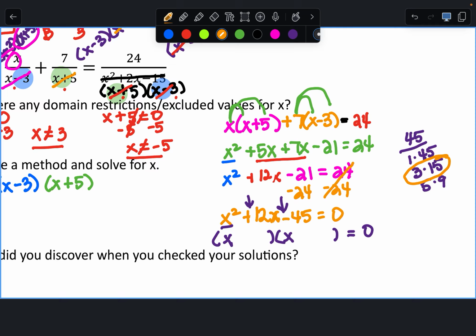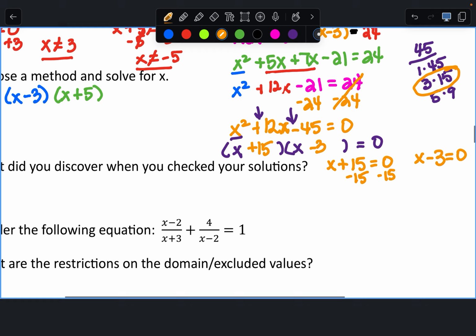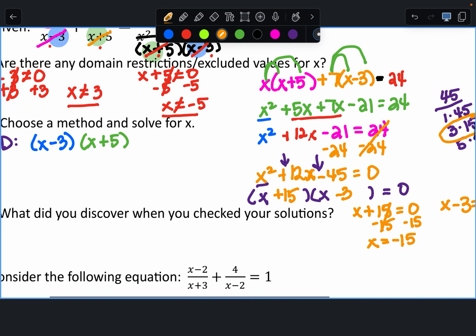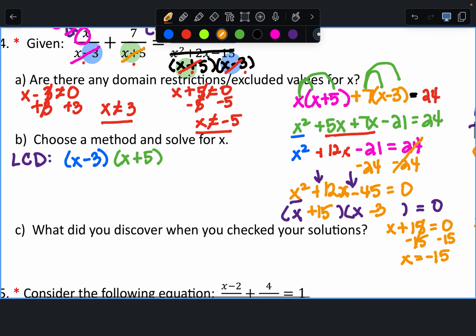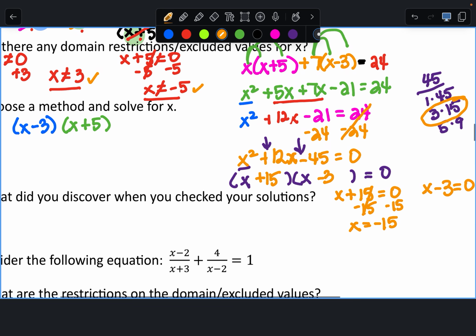So these signs make things subtract. So it'd be a positive 15 minus 3. So what we're going to do is set each of those equal to 0. I'm going to subtract 15. And my answer is x is a negative 15. That can be an answer because it's not one of these restrictions. So that is definitely an answer.